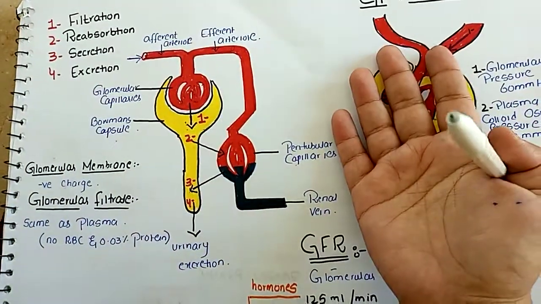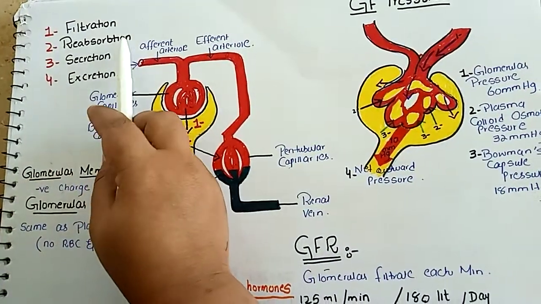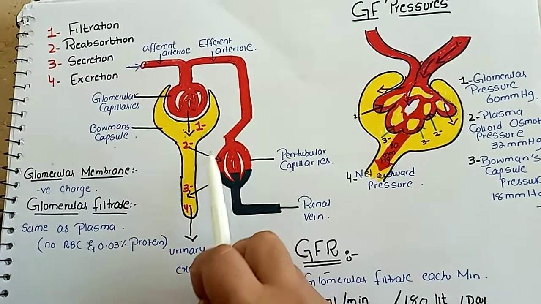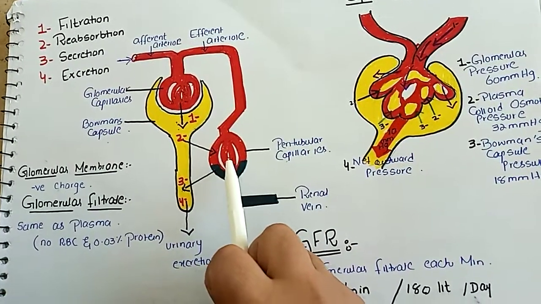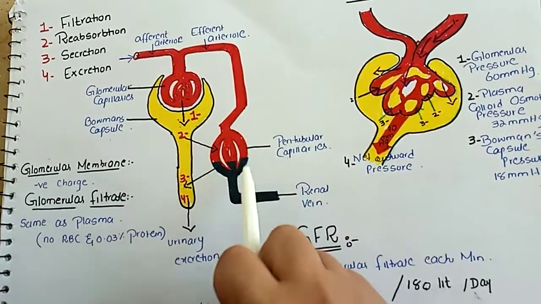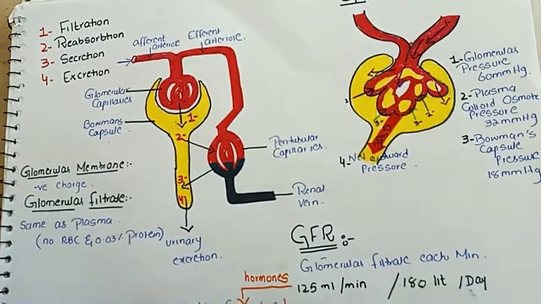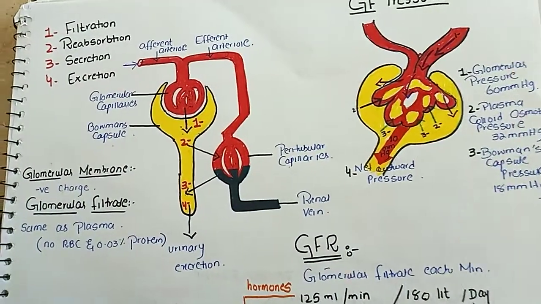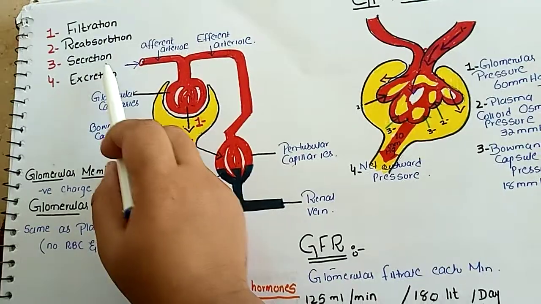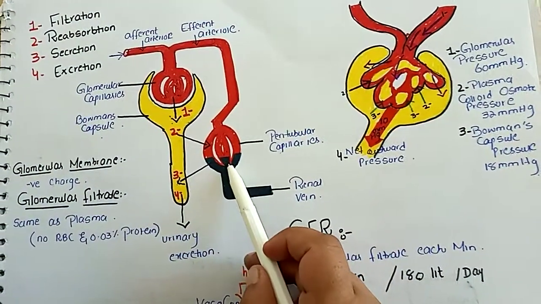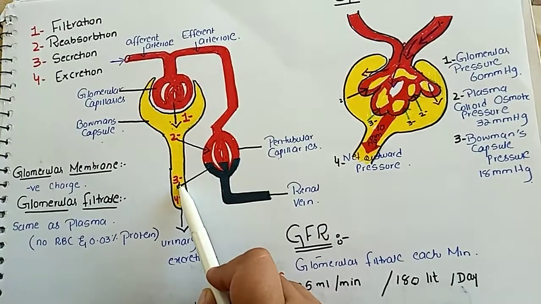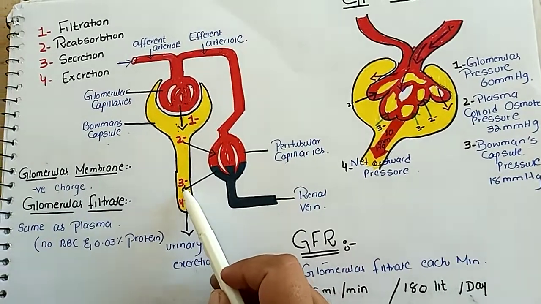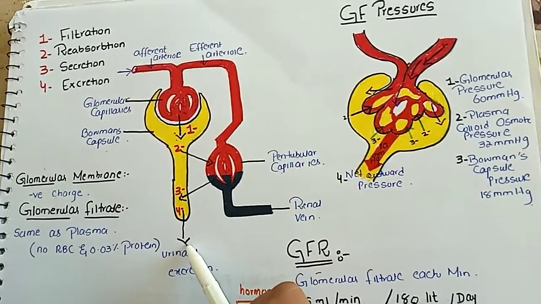repel the proteins. The second step is reabsorption, which occurs in the peritubular capillaries due to the low pressure within the peritubular capillaries, and here selective reabsorption of the useful substances will occur. The third one is secretion, which is the transfer of unwanted substances from the peritubular capillaries to the tubule lumen, and then from here the excretion of urine will occur.